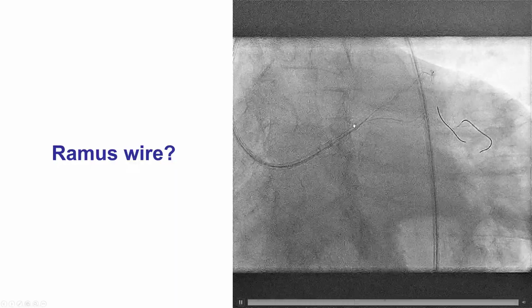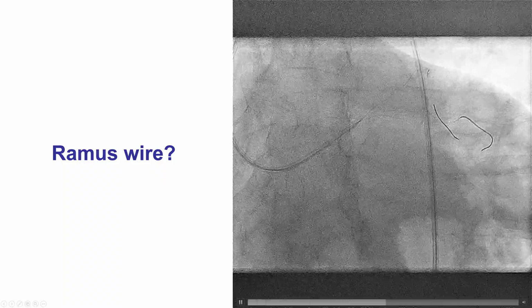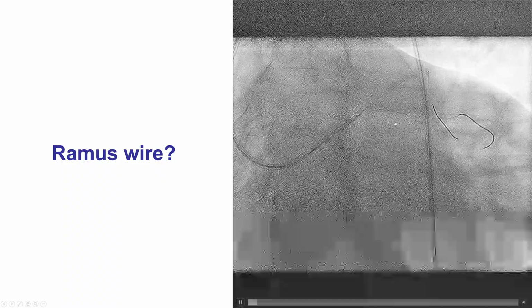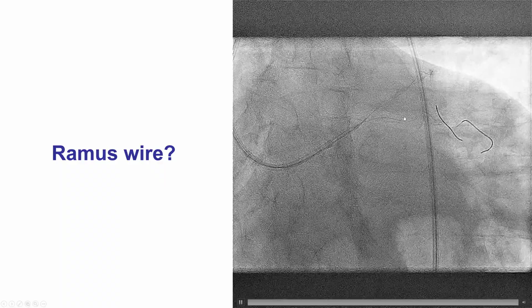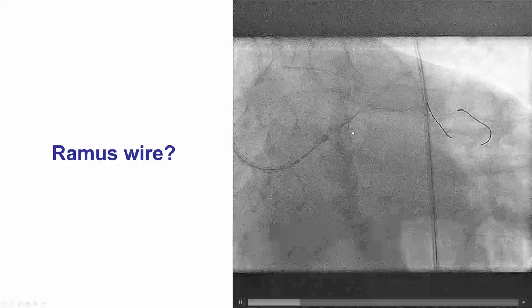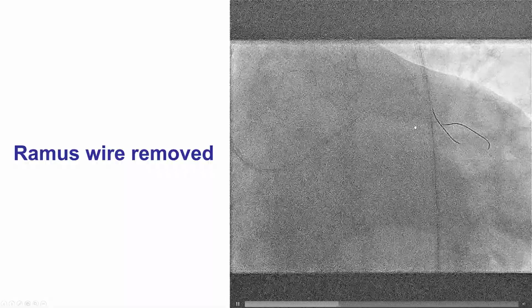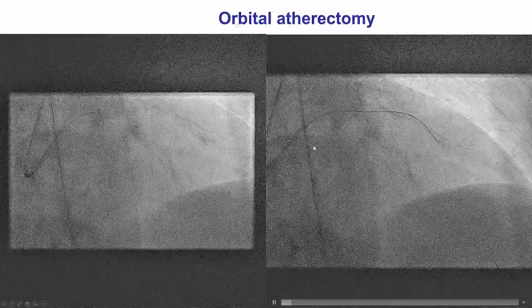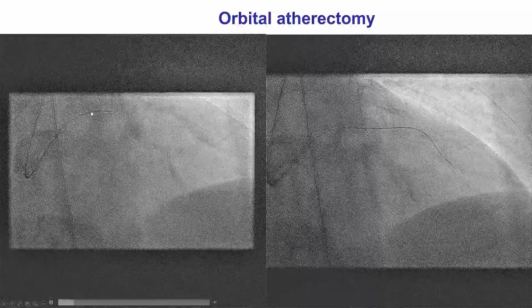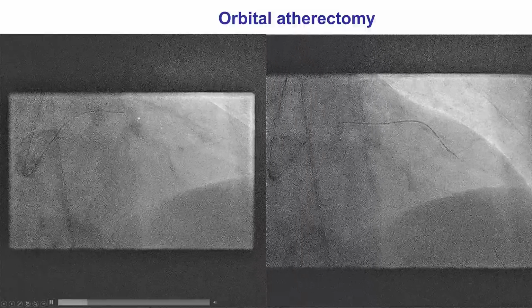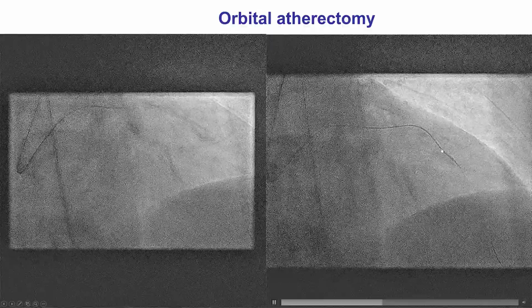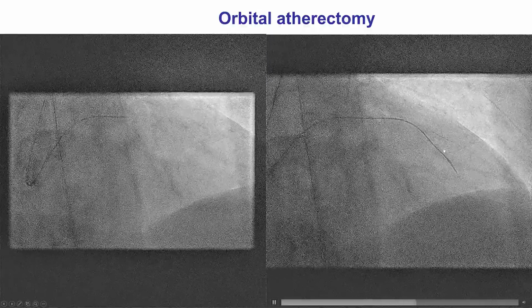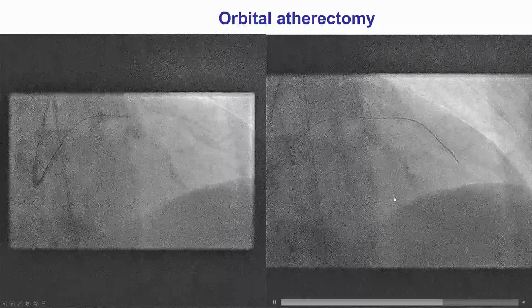We then brought the orbital atherectomy crown. We did have the other wire into the ramus branch, but we did not want to risk having any damage of that wire from the orbital atherectomy crown. So we did remove that wire. We thought the risk of occlusion or dissection was going to be low. And then did multiple passes of orbital atherectomy. It did take quite a while to cross through the proximal lesion, and also it took a few passes to cross and successfully modify the mid LAD lesion.